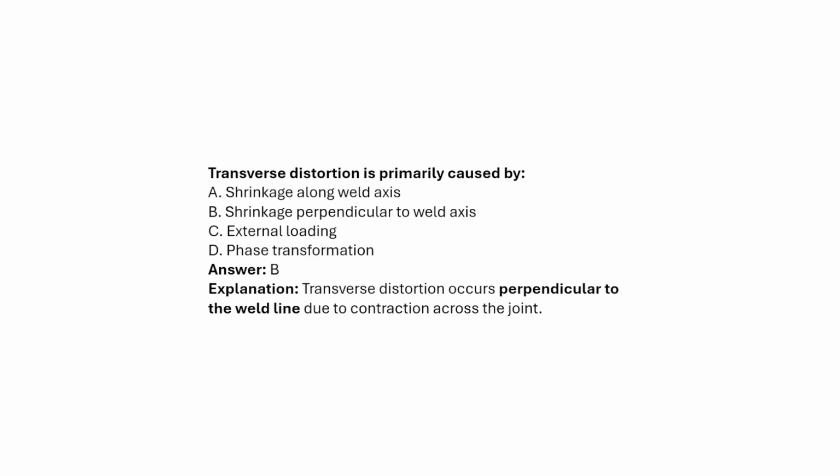Transverse distortion is primarily caused by shrinking along the welding axis, shrinking perpendicular to the weld axis, external loading, or phase transformation. The option will be perpendicular to the weld axis. So the transverse distortion occurs perpendicular to the weld line due to the contraction across the joint.